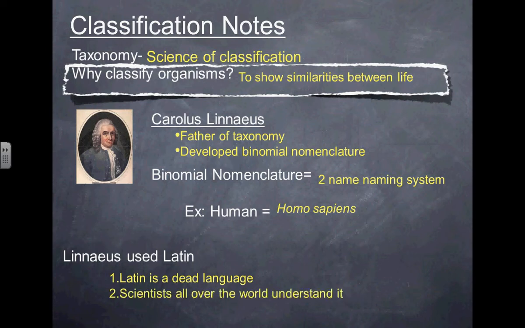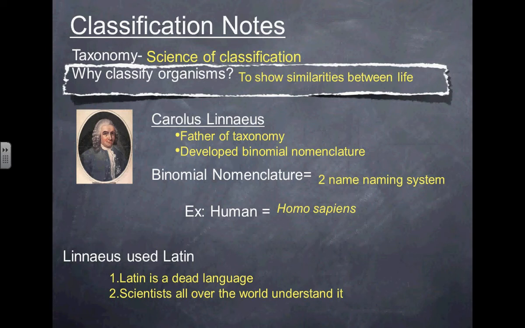Also, scientists throughout the world can agree and use Latin as the language of these scientific names, and it doesn't favor one geographic area of the world versus another. Okay? Scientists can agree on it and use that as their language. And so we use Latin as our language for scientific names.